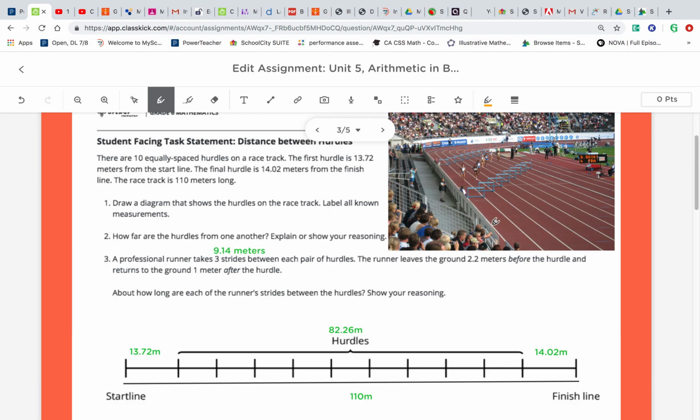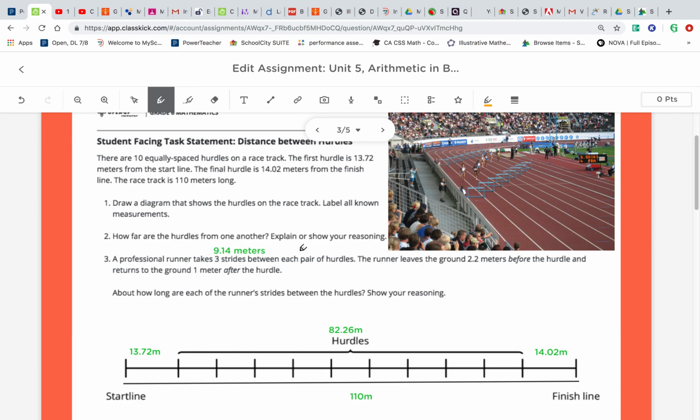Okay, so we want to picture what's happening here. So the 3 strides between each pair of hurdles, that doesn't include the part where they clear the hurdle. Okay, so they clear the hurdle with this jump here that takes this much space here, and then they do 3 strides, and then they go to clear the next hurdle. Okay, so that means that they have made it between the pair of hurdles.